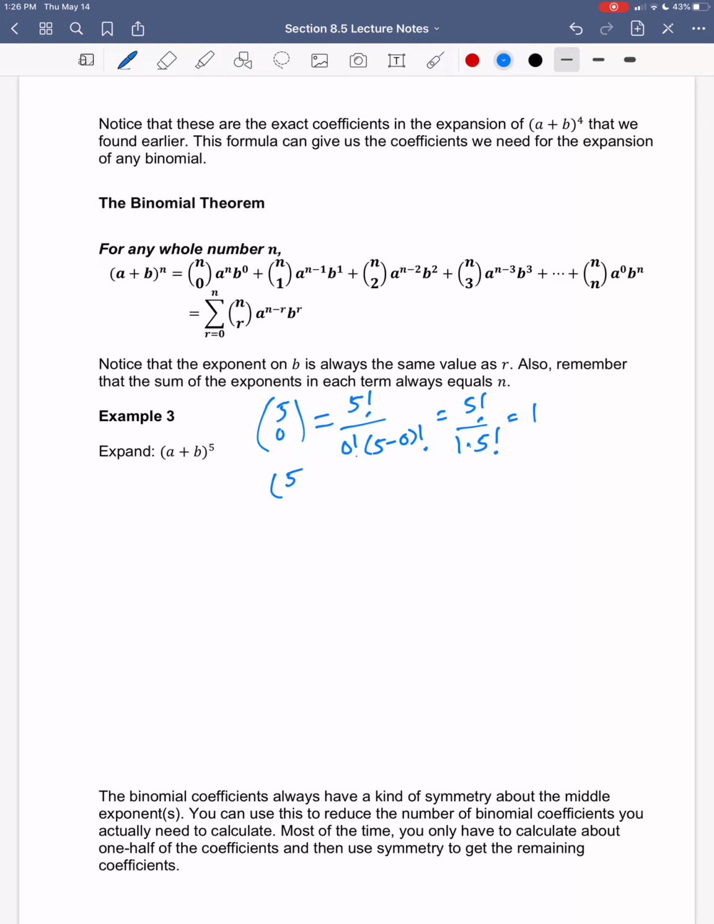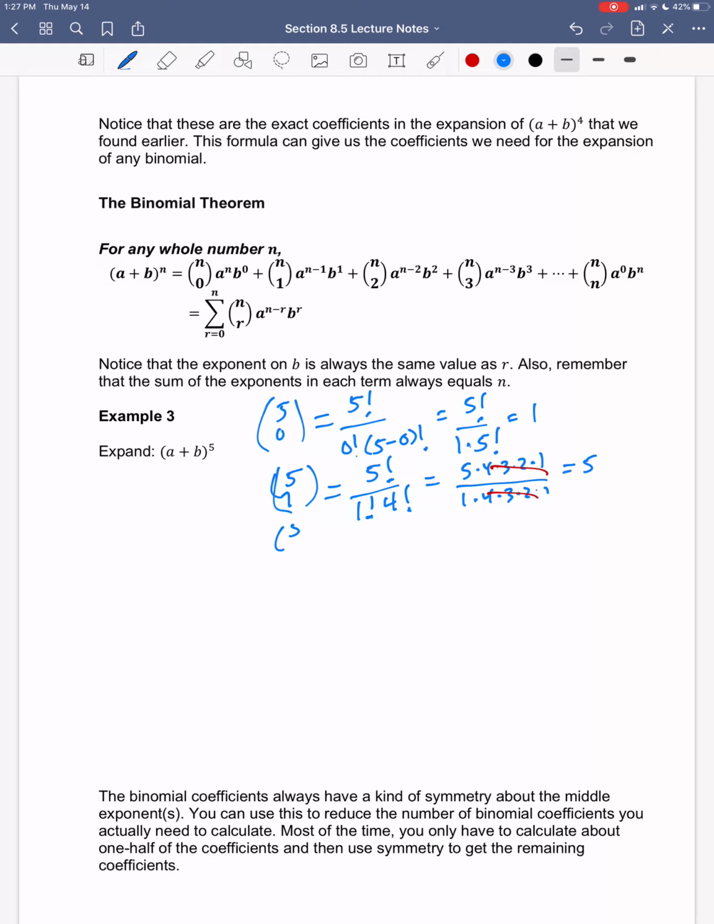When I do 5 choose 1, that's going to be 5 factorial over 1 factorial, and it's going to be 5 minus 1, that's going to be 4 factorial. These bottom two numbers always add up to the top. So that's going to be 5 times 4 times 3 times 2 times 1 over 1 times 4 times 3 times 2 times 1. But most of that cancels out. So I'm left with 5.